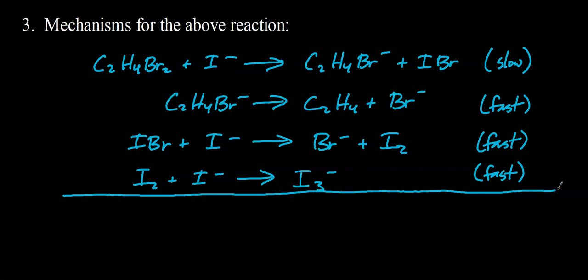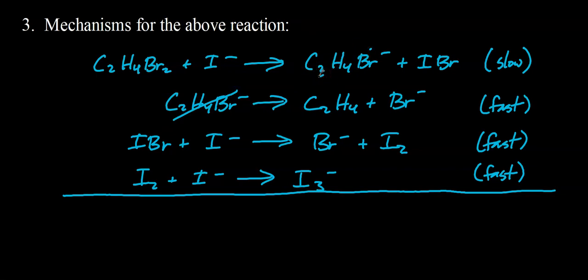And let's come up with the overall equation. So here's how it works. If you have the same substance on the left side of one equation and the right side of another equation, they will cancel. So we want to cancel anything that appears on opposite sides of two different steps. So what can we get rid of? Well, I see C2H4Br minus on the right side of this equation and on the left side here. So that's going to cancel.